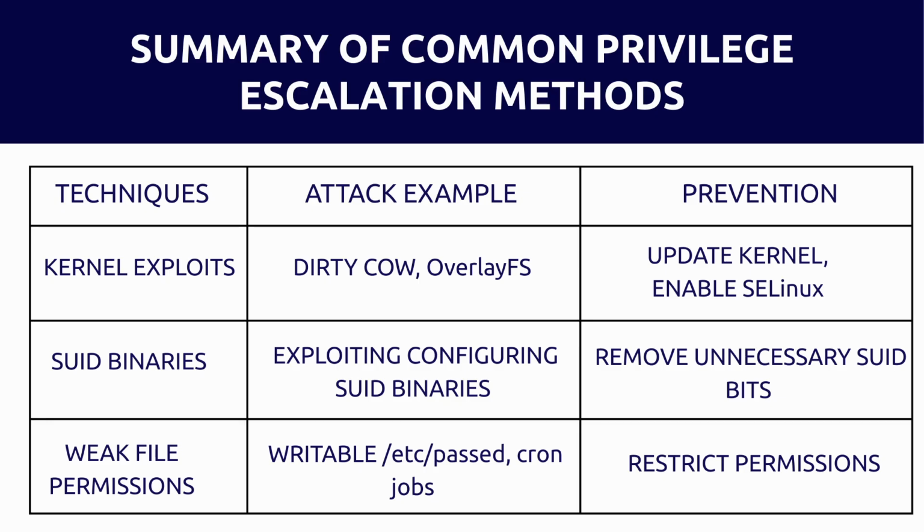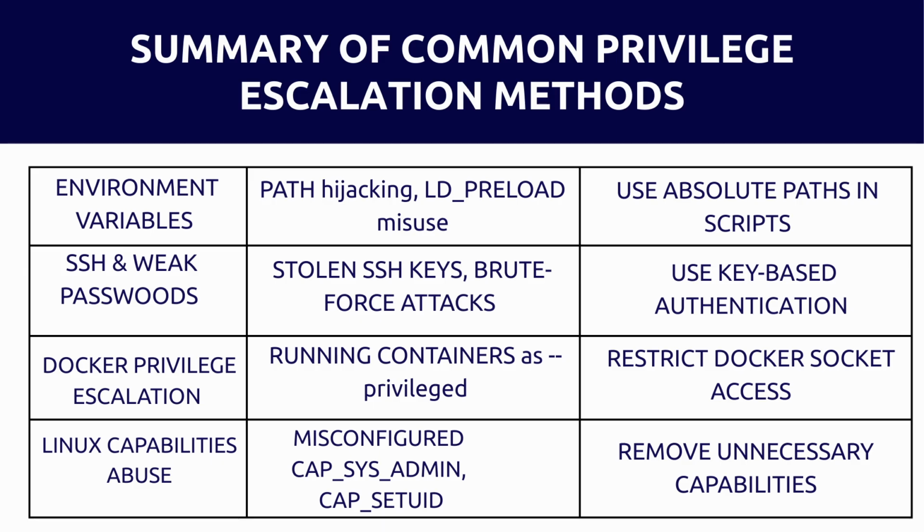For another technique, SUID binaries. Attack example: exploiting misconfigured SUID binaries. Prevention: removal of unnecessary SUID bits. Under the weak file permissions technique, the attack example is writable /etc/passwd and cron jobs. How do you prevent this? By restricting permissions. Under the environment variable technique, the attack example is PATH hijacking and LD_PRELOAD misuse. How do you prevent it? By using absolute paths in scripts.